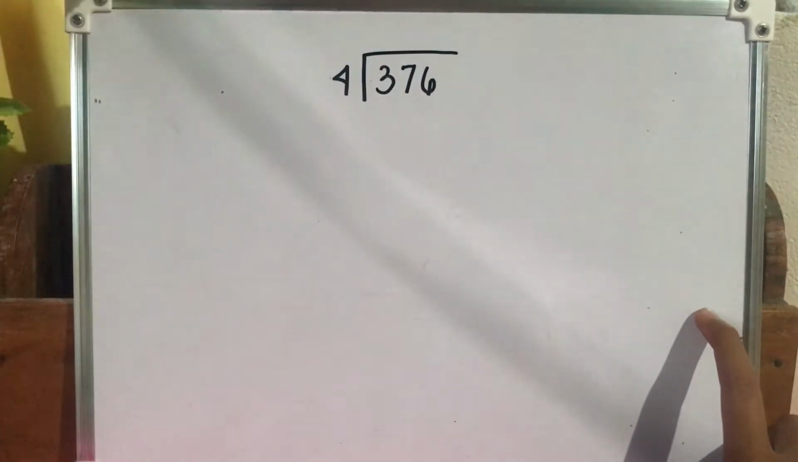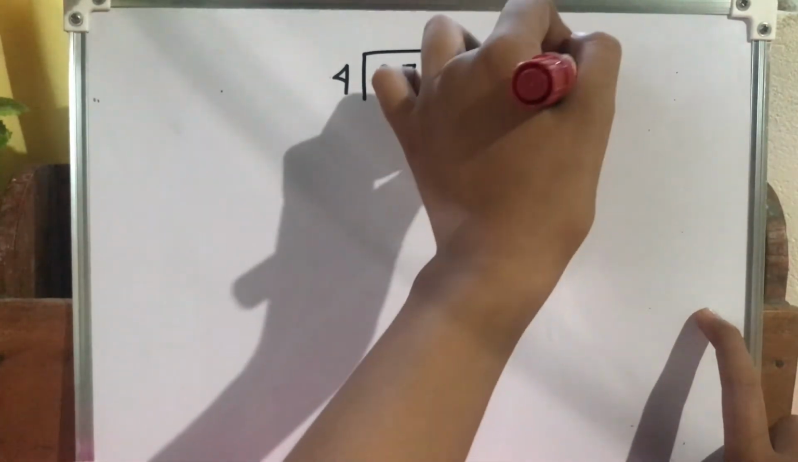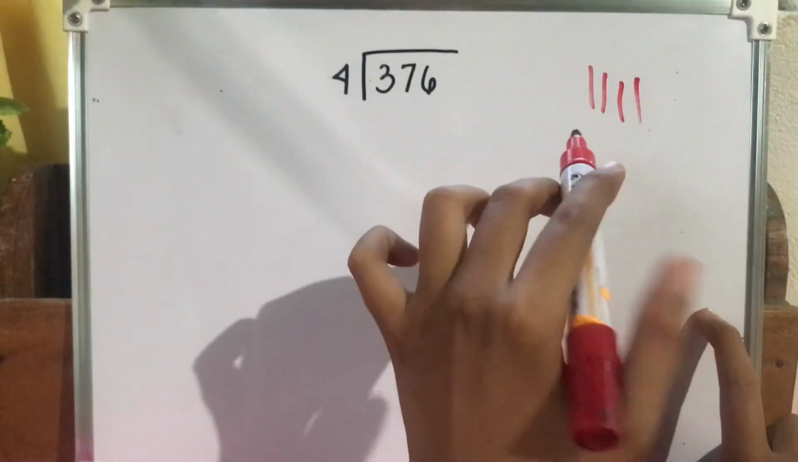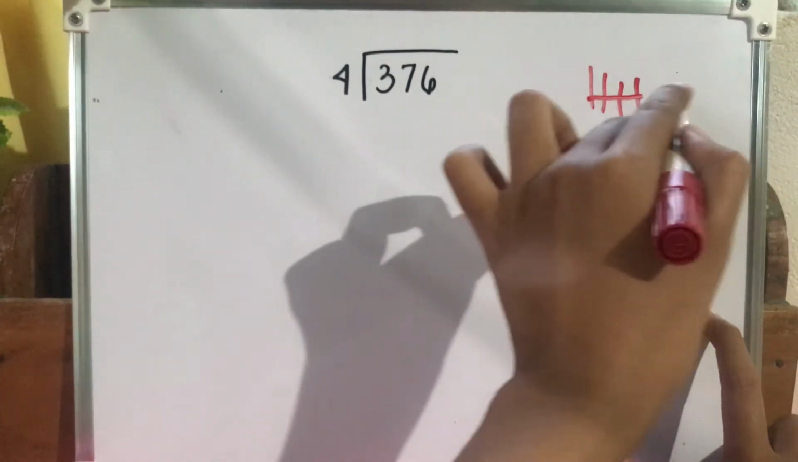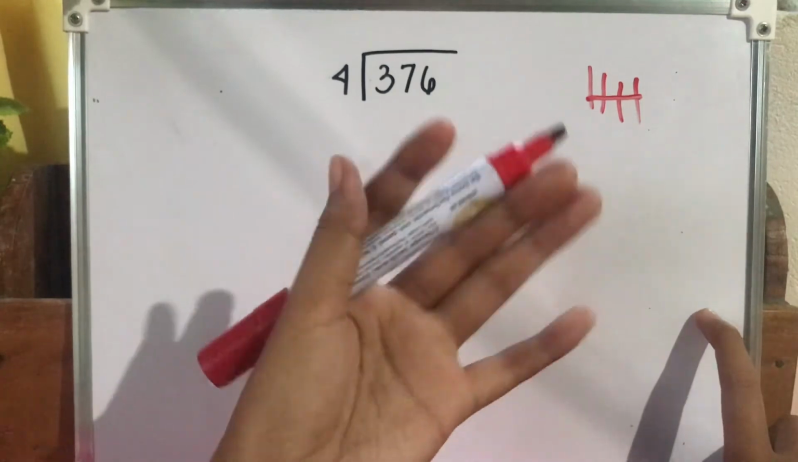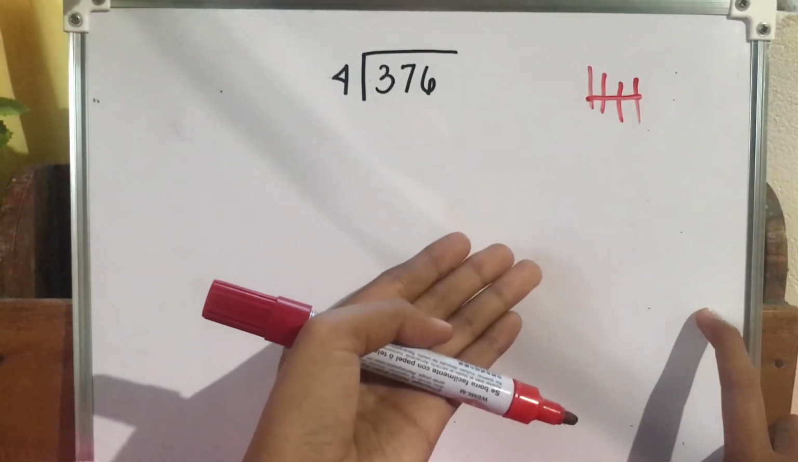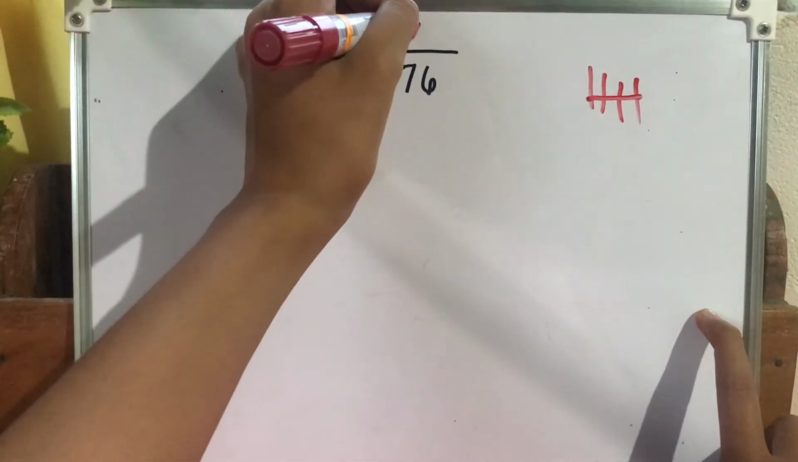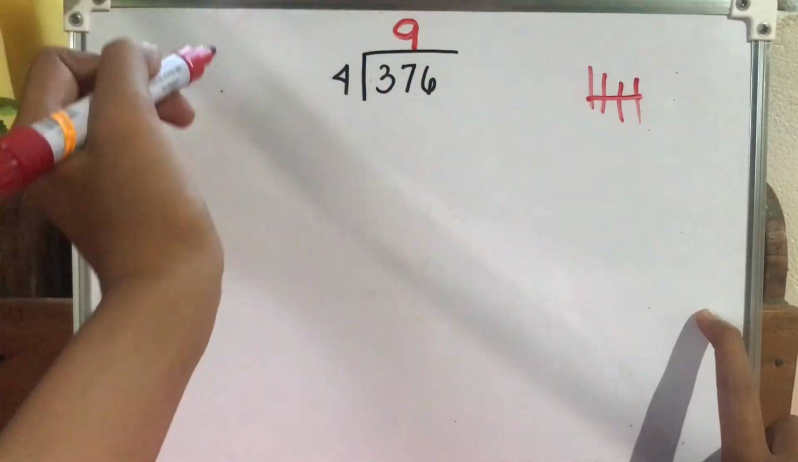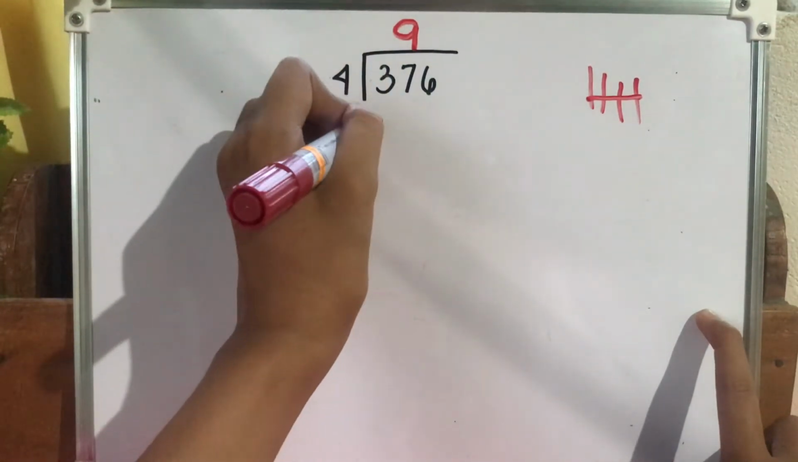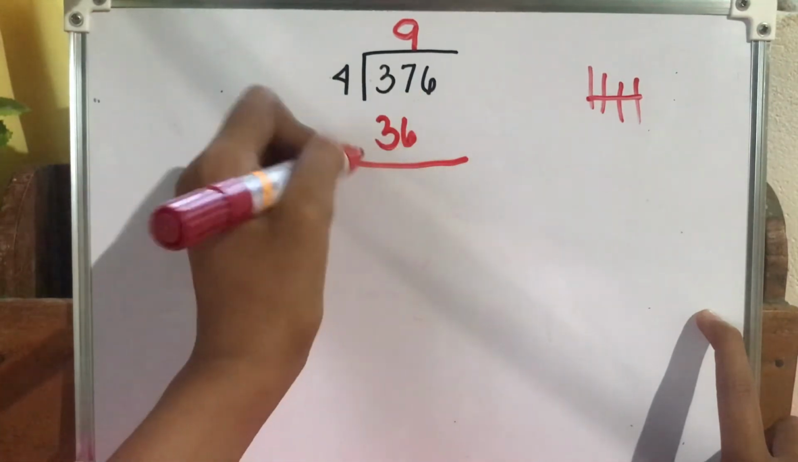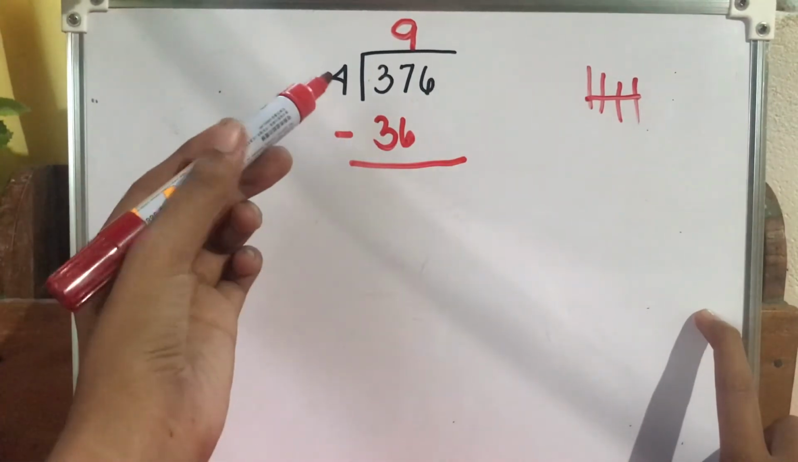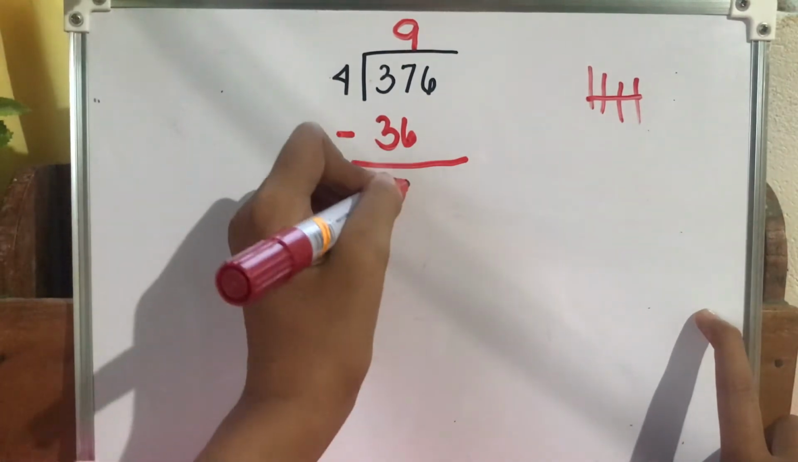So 37 divided by 4 equals, so if it is too difficult for you, you can write 37 lines like that, for example. 37 and then divide them in groups of 4 and then you count how many groups. So if we will do that, or when we will use the multiplication table, the answer here will be 9. So we will multiply now. 9 times 4 equals 36. And then subtract. So 37 minus 36 equals 1.